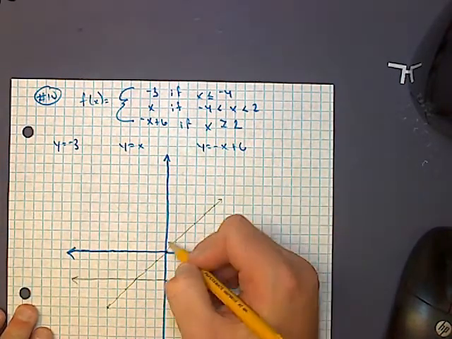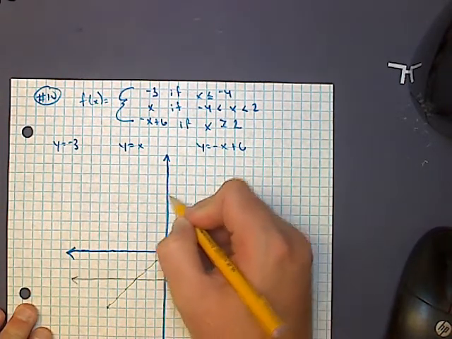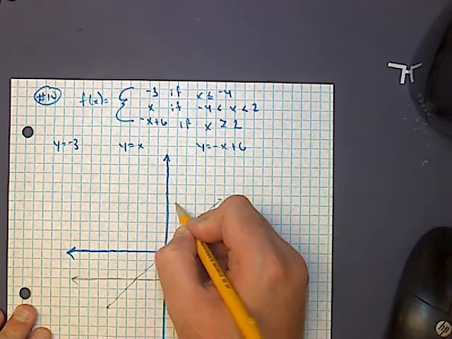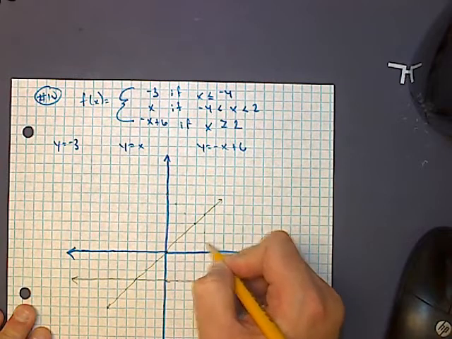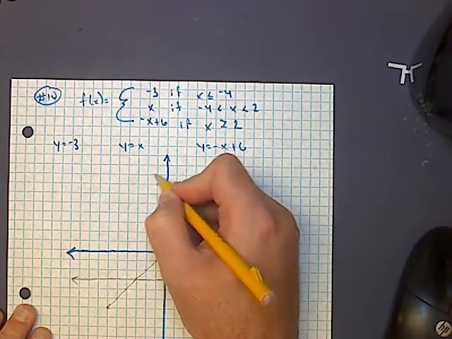Negative x plus 6, my y-intercept is 6: 1, 2, 3, 4, 5, 6. Slope negative 1, so down 1 over 1, down 1 over 1, down 1 over 1, down 1 over 1. Go backwards.